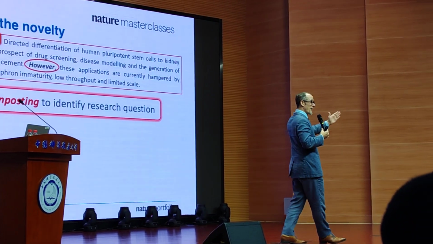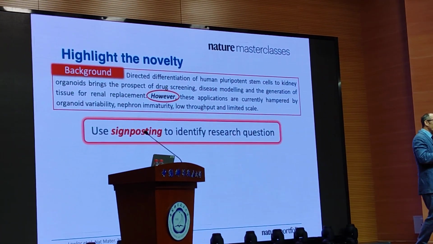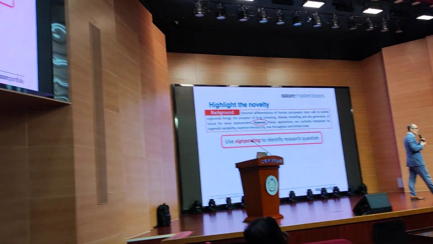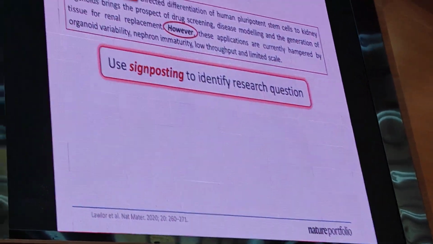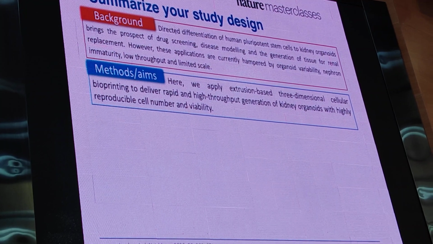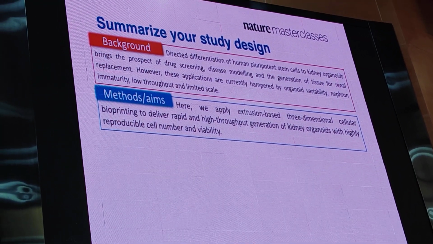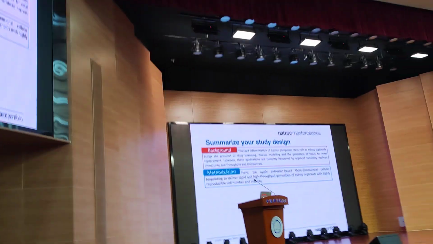Whenever people see the word however, people generally slow down and they read that next sentence more carefully. So use that to your advantage. Then you move on to your methods and aims. Generally, this can be described in a single sentence.